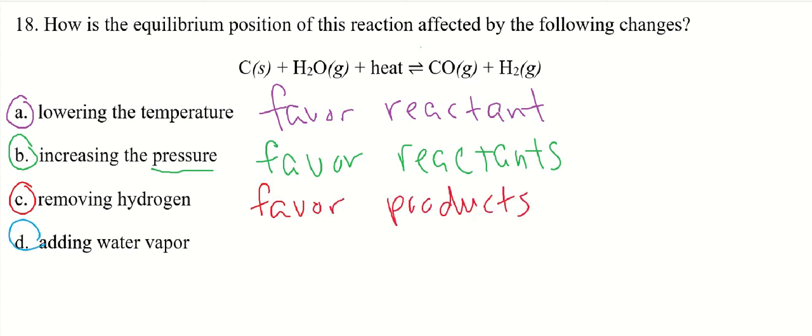Finally, increasing the concentration of water, adding more water vapor. The system, which was at equilibrium, you're increasing the concentration of a reactant. So it's going to try to get rid of what you just added and create more products. So it's going to favor the products.